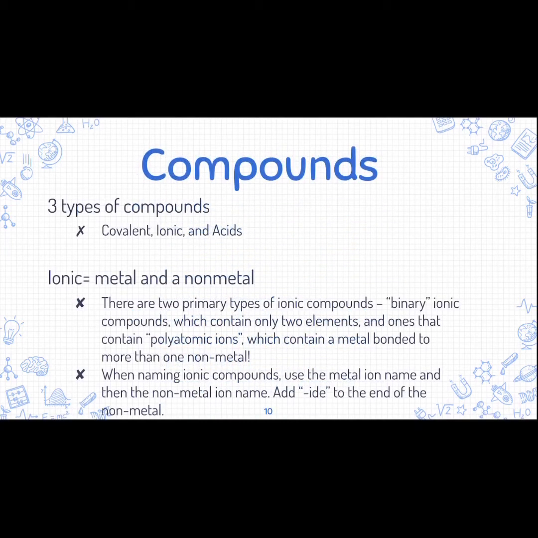Okay, our next type of compound is ionic. This is when you have a metal and a nonmetal. There's two types of ionic compounds. There's binary, which contain two elements. Bi means two. And there's ones that contain a polyatomic ion. So it's a metal, but it's bonded to more than one nonmetal. Remember, poly means many. So when naming ionic compounds, we use the metal ion name and the nonmetal ion name. The only thing we do is add IDE to the end of the nonmetal, which is usually the second element. You do not use prefixes for ionic compounds.